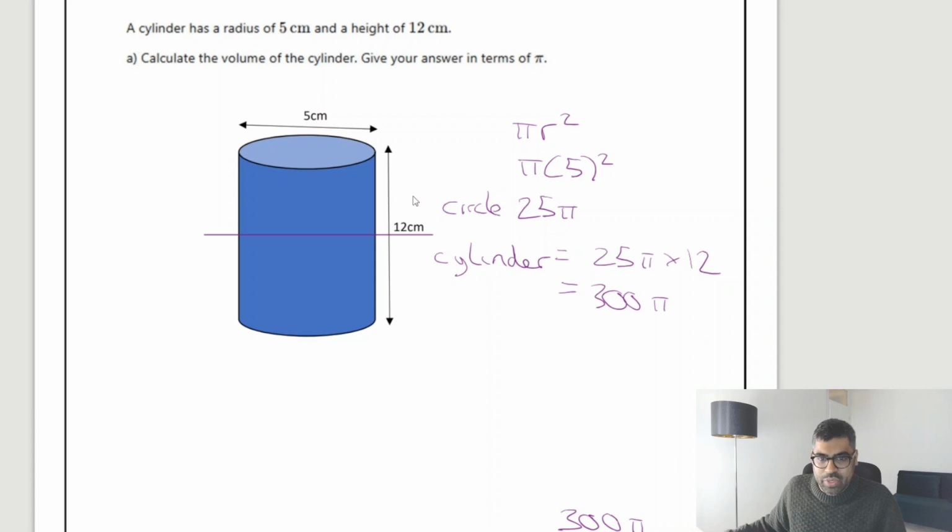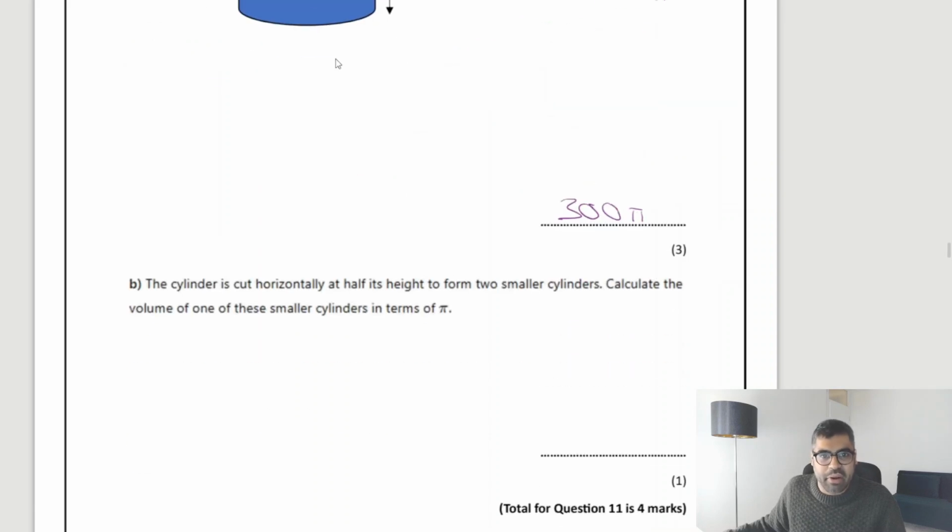So we know that the volume for the whole cylinder is 300 pi. So to work out half of it is simply just going to be 300 pi divided by 2. So it's really as easy as that. 300 pi divided by 2. 300 divided by 2 is 150. So the answer is 150 pi.